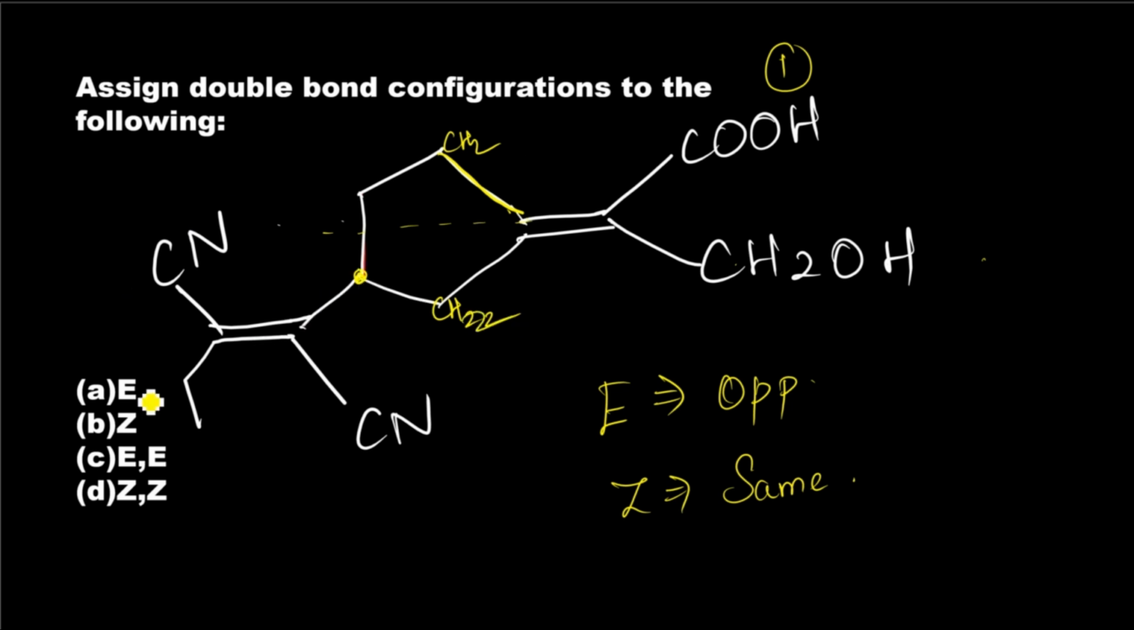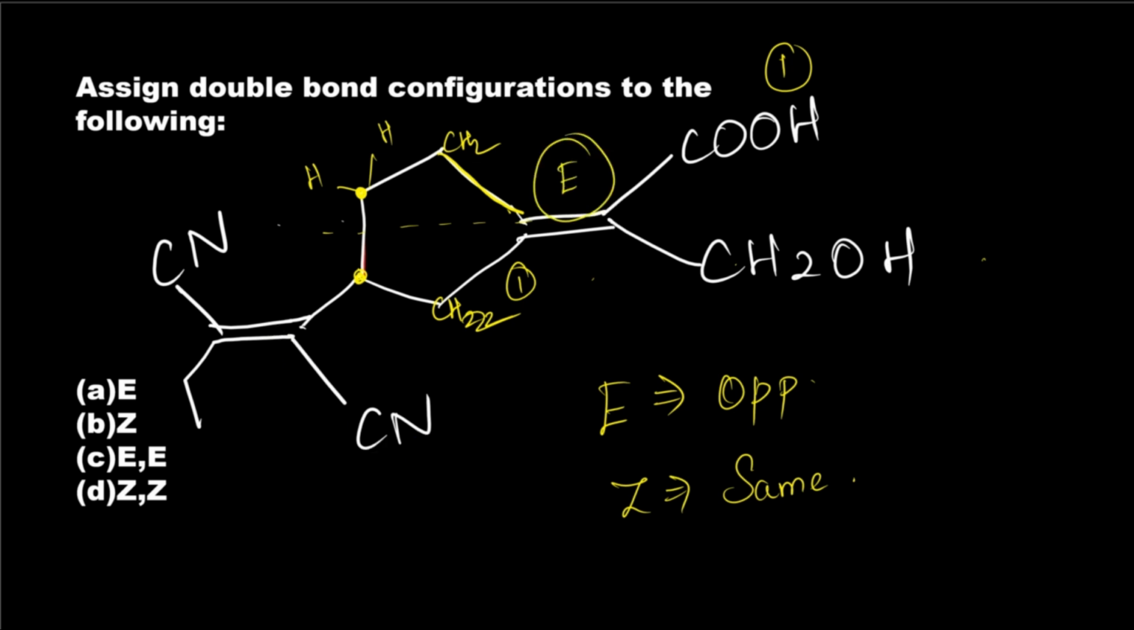In this carbon I'm having a big group, but on this carbon I'm not having that group. Instead of that I'm having just two hydrogens, right? So which makes this a high priority group, which is on the opposite side. So this is E configuration.